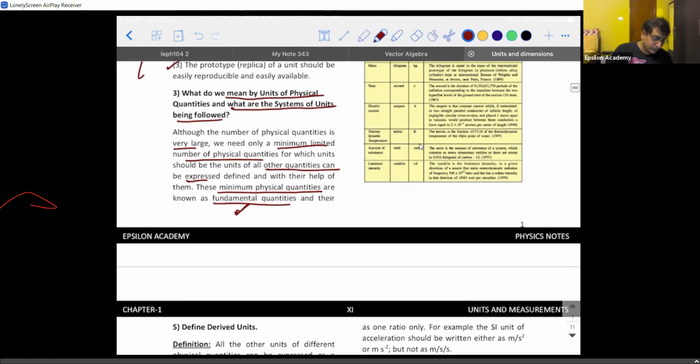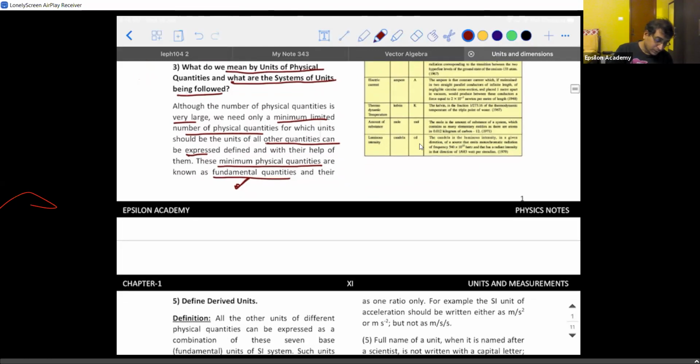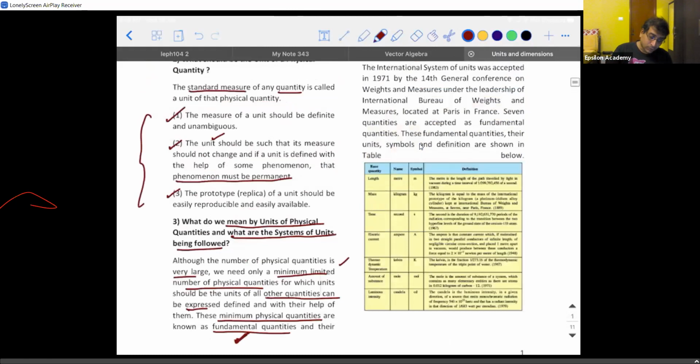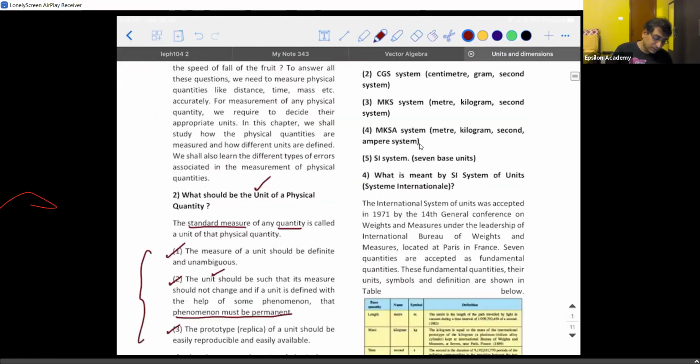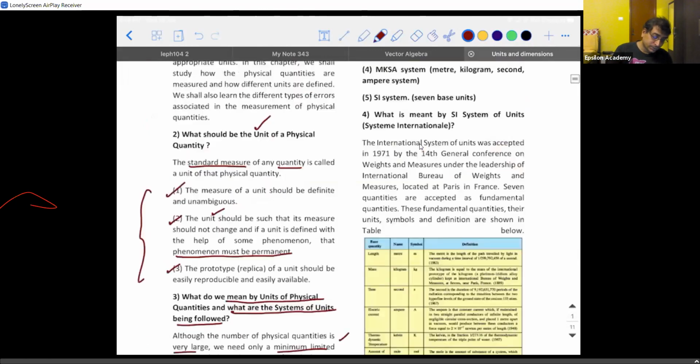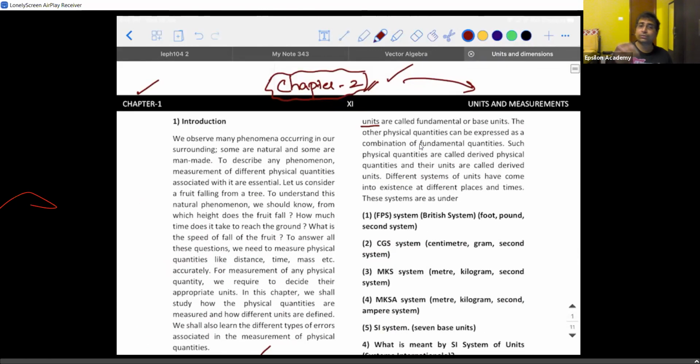So that is the point they're trying to say. Though you have many physical quantities, you can take the help of some minimalistic physical quantities, which can be categorized as fundamental quantities, or sometimes they call them base quantities. So fundamental quantities and their units. The units of fundamental quantities are generally called fundamental or base units. So you need to have this word in your mind. Guys, are you able to understand this point?